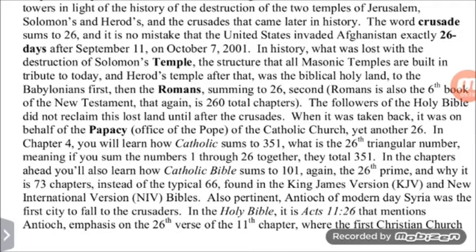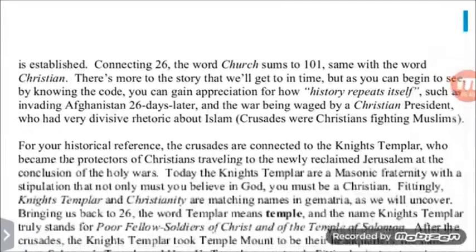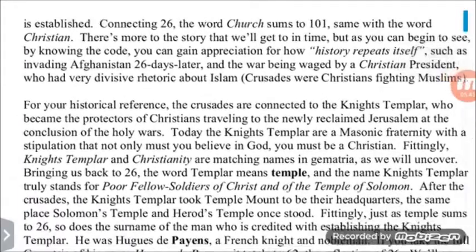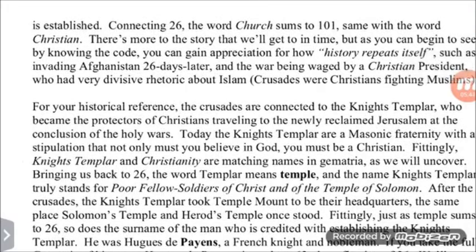Also pertinent, Antioch of modern-day Syria was the first city to fall to the Crusaders. In the Holy Bible, it is Acts 11:26 that mentions Antioch, emphasis on the 26th verse of the 11th chapter, where the first Christian church is established. Connecting 26, the word church sums to 101, same with the word Christian.